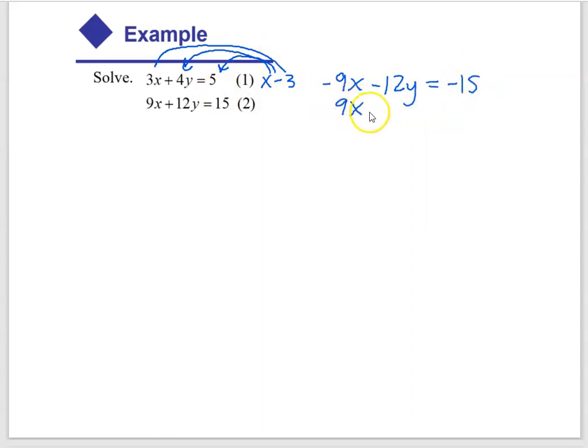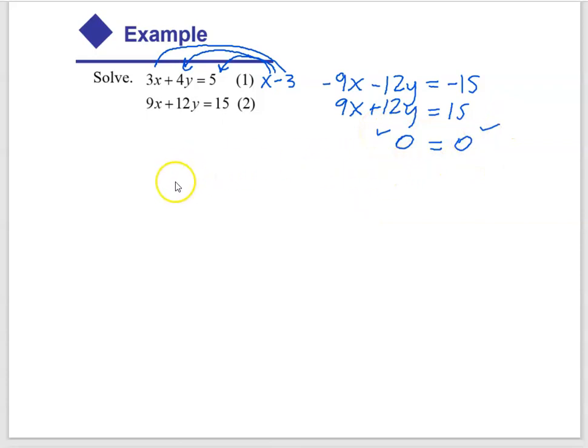I'm just going to rewrite the second equation underneath here. -9x and 9x, that's 0. -12y and 12y, that's 0. So we've got to put something to hold that spot on this side of the equal sign. -15 and 15 is 0.